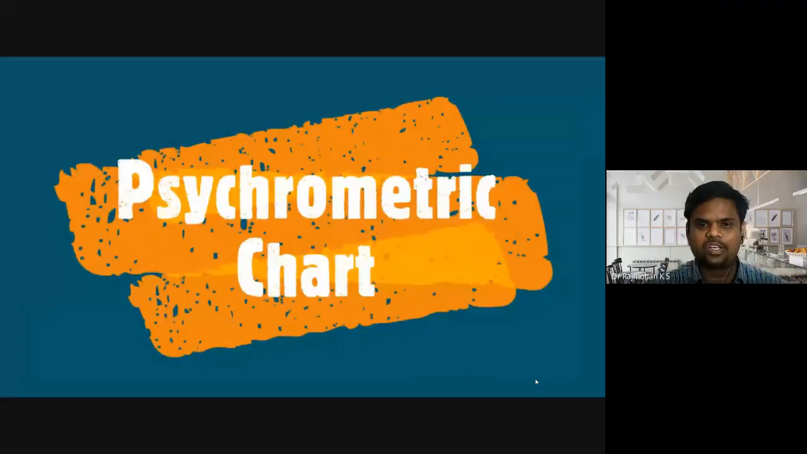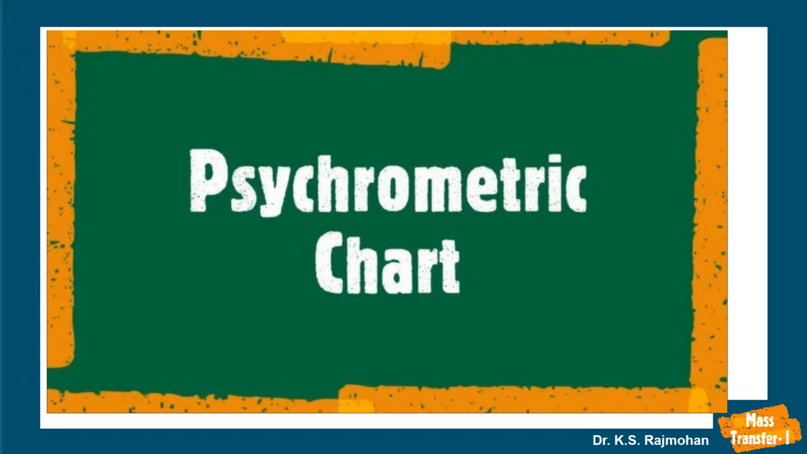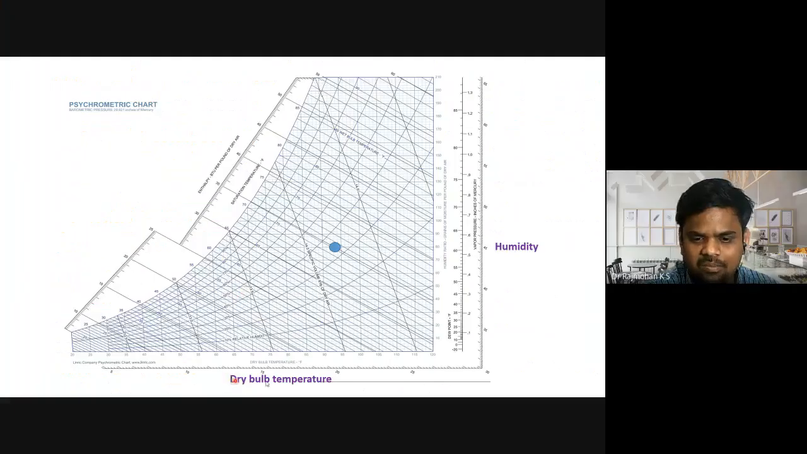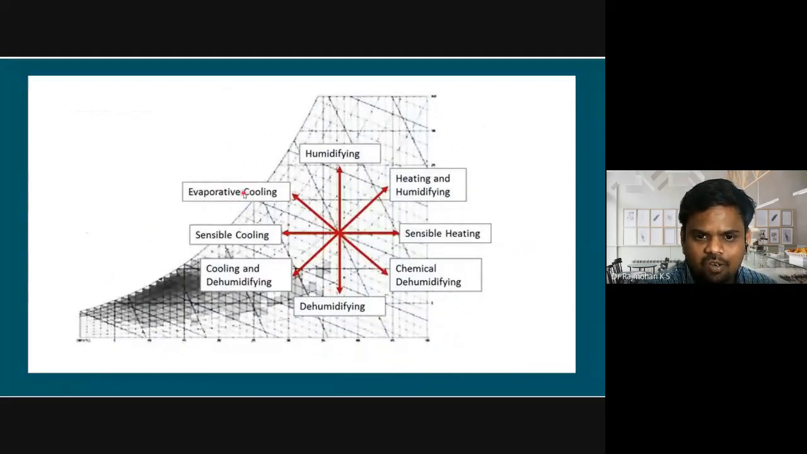so in this psychrometric chart, in the previous lecture we have defined each of the terms associated with it, and we have seen what each axis represents in the psychrometric chart, and how to get data. For example, the x-axis is dry bulb temperature, the y-axis is humidity, and what to do for heating, cooling, humidification, dehumidification, evaporative cooling, sensible cooling, heating and humidifying, cooling and dehumidifying.